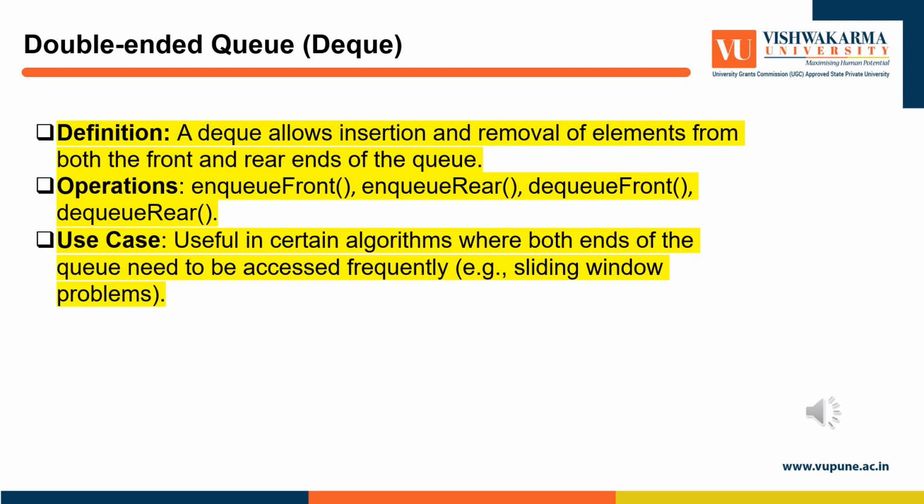So let's see what is double-ended queue, which is also known as deque. The definition of deque is that a deque allows insertion and removal of elements from both the front and rear end of the queue. The operations used in deque are enqueue front, enqueue rear, dequeue front, and dequeue rear.